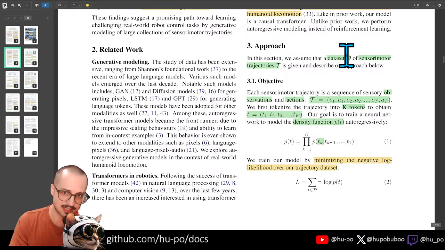So they have a data set D of sensory motor trajectories T, right? Where your sensory motor trajectories T, you see here, it's a list of O's and A's. O's are observations and A's are actions, right? So your observation is going to be the position of all the different joints in the robot.